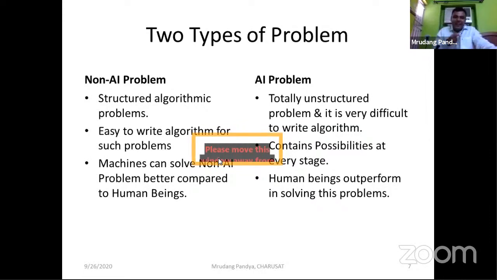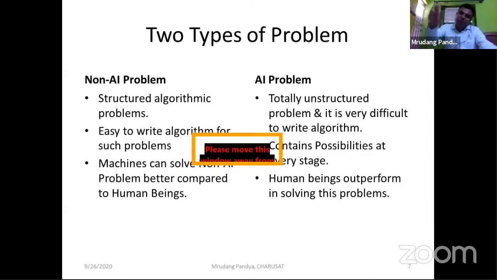But in terms of AI, it is totally unstructured, and it is very difficult to write a structured algorithm for that, because it is a real-time problem. In real time, nothing is fixed. It is fuzzy kind of thing, so you can't set specific steps to solve a particular problem. That kind of problem comes under the category of AI. Again, as I told you earlier, a non-AI problem you can solve by algorithm very easily. You can write 10 steps and you will have your answer. But in the case of an AI problem, it has a probability.